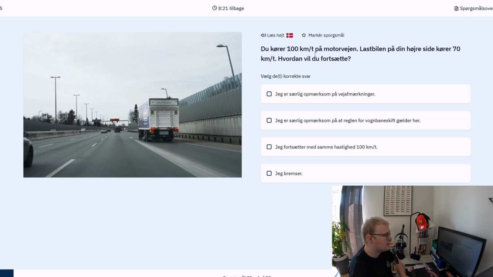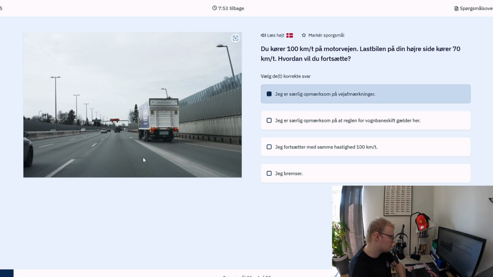You're driving 100 kilometers an hour on the highway. The lorry on your right is doing 70 kilometers an hour. How are you going to continue? It's hard to tell, but this does look like a merger. So we have to give each other space. Normally what you would do is pull out to the lane on the left, which I can't. There's a car here. So the questions are, especially observant of the road markings, which I am, because it seems to be a merge. I'm especially observant of the rule that this is a lane change, which I don't think it is. It's really hard to tell, but I don't think this is a lane change on the truck.